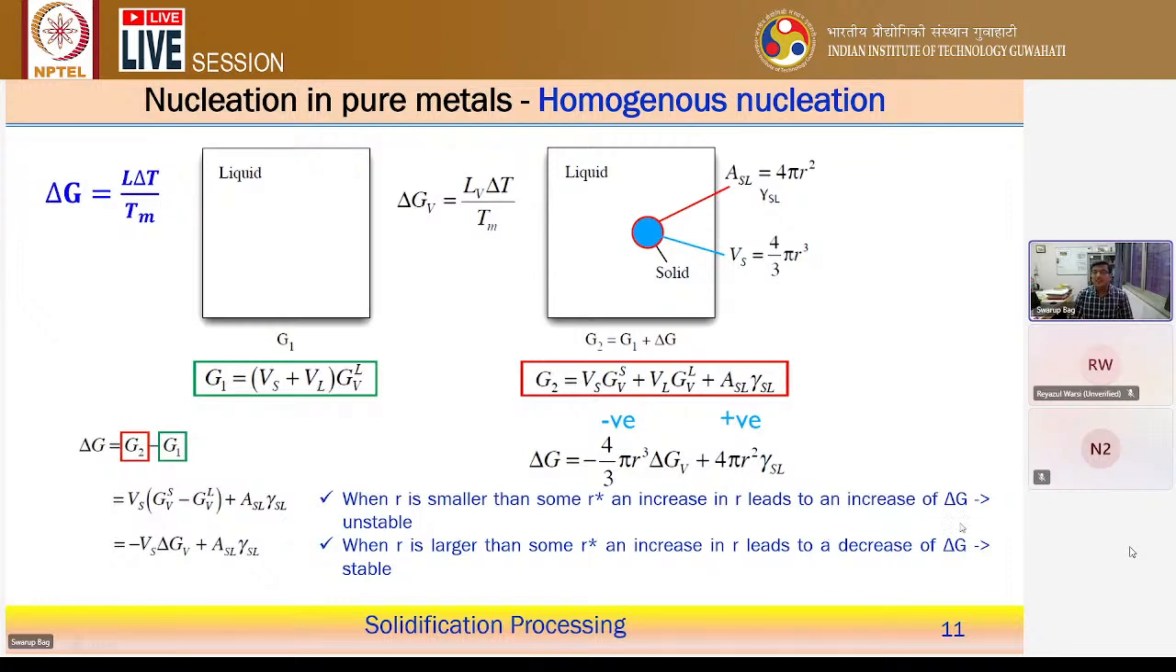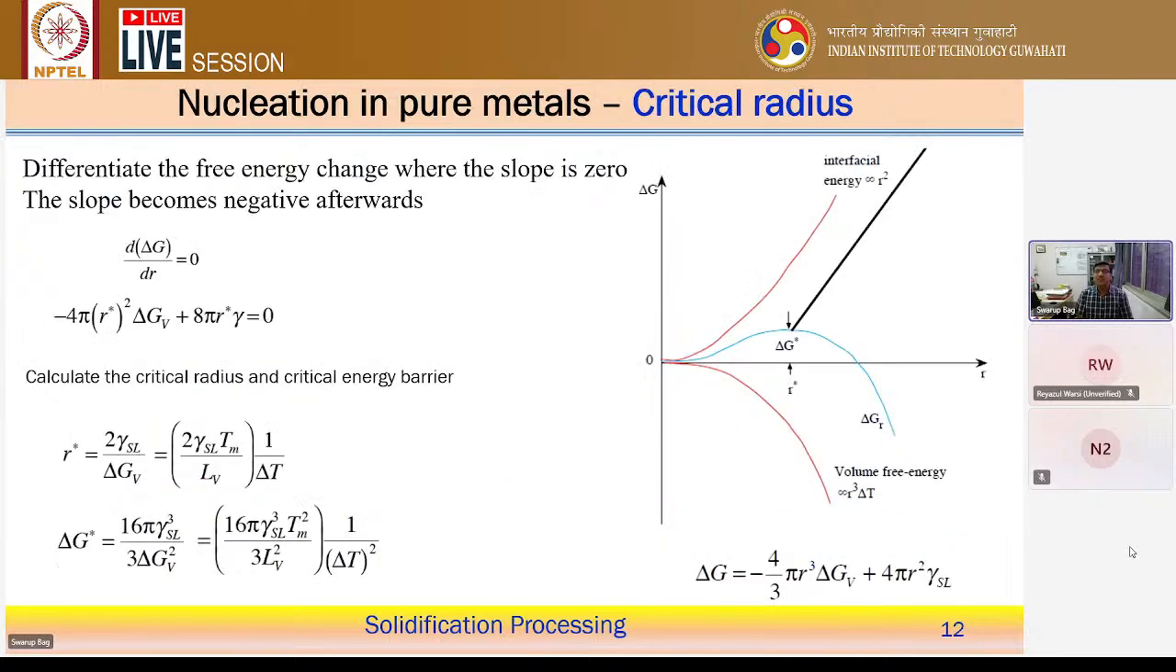But in the other case, if the radius is higher than the critical value, an increase in it decreases the volume free energy ΔG. When the free energy decreases, the system becomes more stable. So there must be some critical size. Beyond that critical size the system will be stable, but below the critical size it will be unstable. That corresponds to the critical size of the nucleus. We can calculate it by differentiating the free energy change expression ΔG, setting the derivative equal to 0, and finding the critical size of the nucleus.